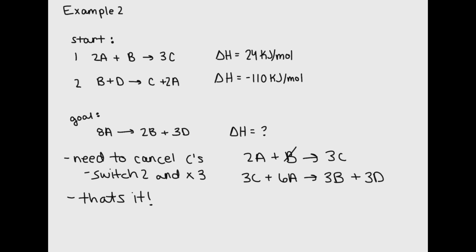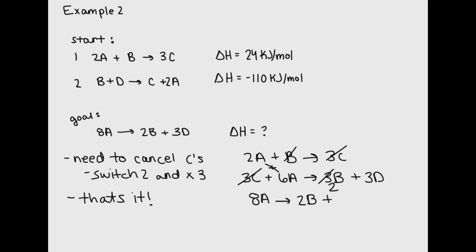Now you can see here that one of our B's cancel, which leaves us with 2 B's on the product side. Our 3 C's cancel out on each side, and we add the A's to get 8A total. This leaves us with our desired reaction, which is 8A goes to 2B plus 3D.